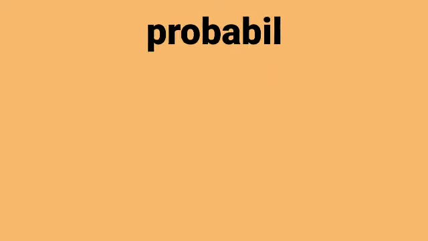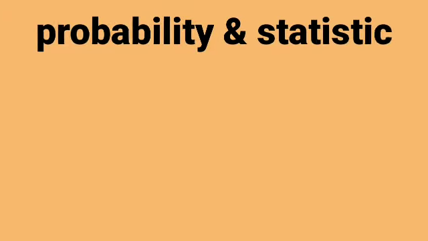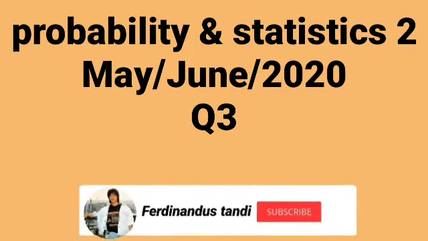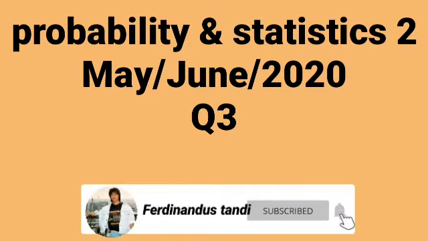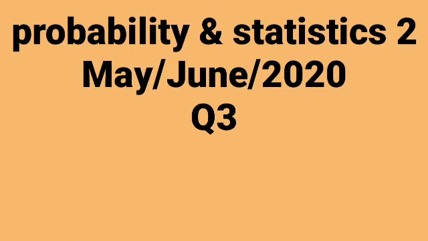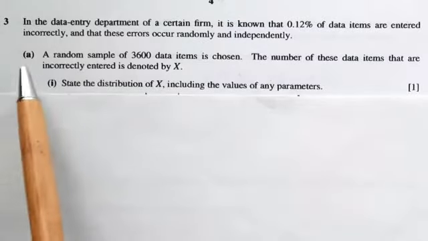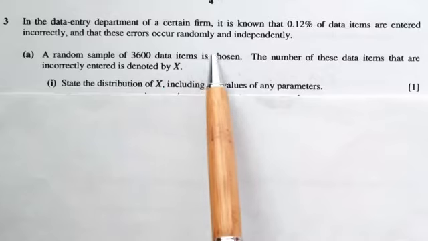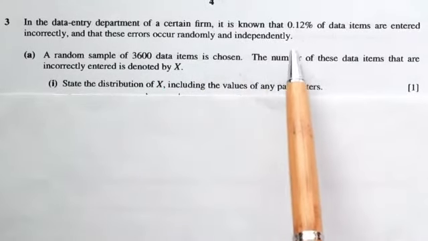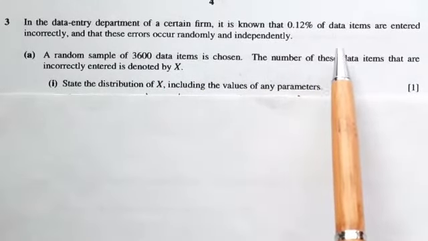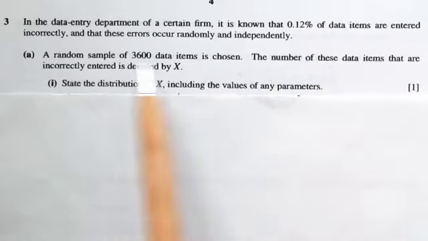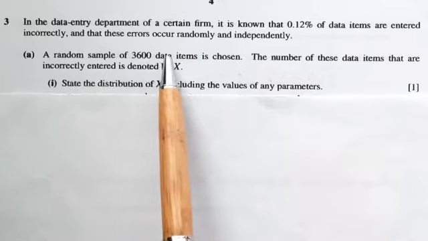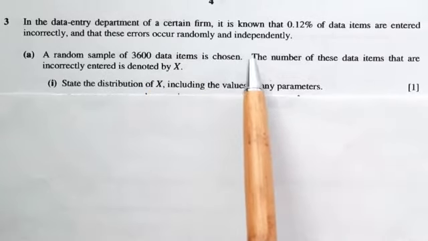Hello everyone. Today I will discuss past paper Probability and Statistics 2, May June 2020. This is question number 3. In a data entry department of a certain firm, it is known that 0.12% of the data items are entered incorrectly, and that these errors occur randomly and independently.